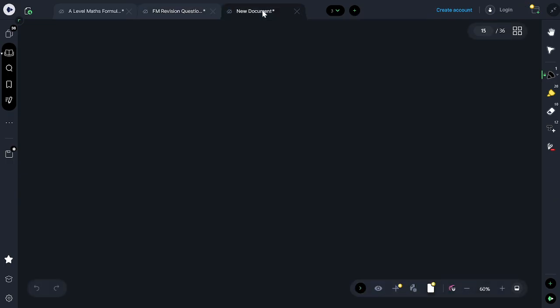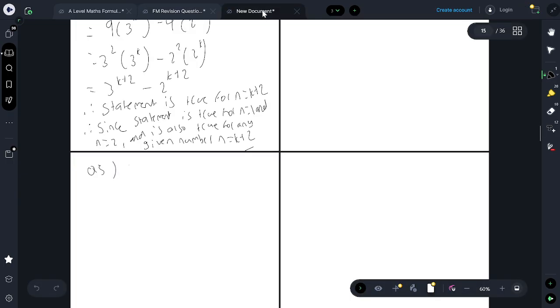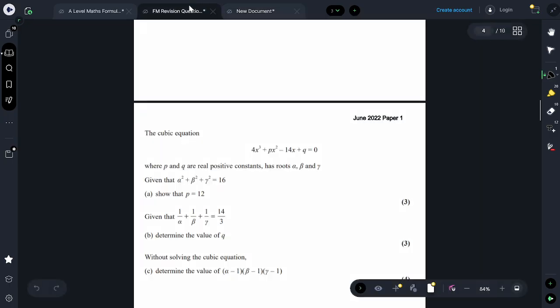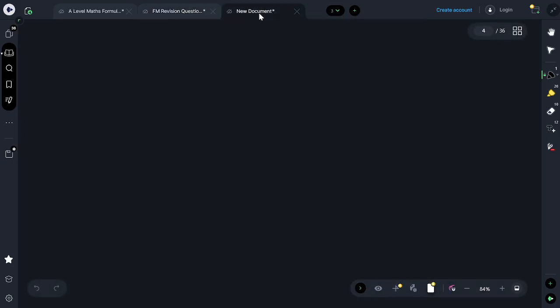Okay, let me write the cubic then. So that's going to be 4x cubed plus px squared minus 14x plus q equals 0.